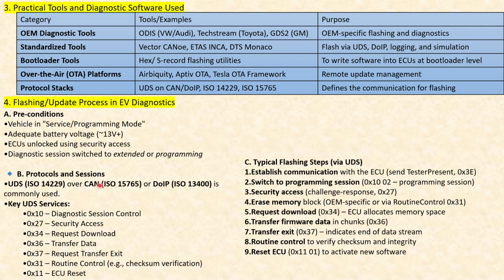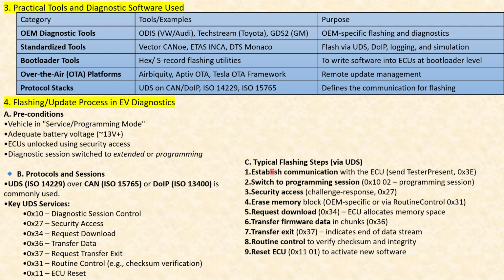So the next step is protocols and sessions. Now UDS 14229 over CAN ISO 15765 or DoIP is commonly used. Now this is the most commonly used protocol. And again, the various steps like diagnostic session control, security access, request download, transfer data, request transfer exit, routine control, ECU reset. So these are the various protocols and sessions that are included in the second step.